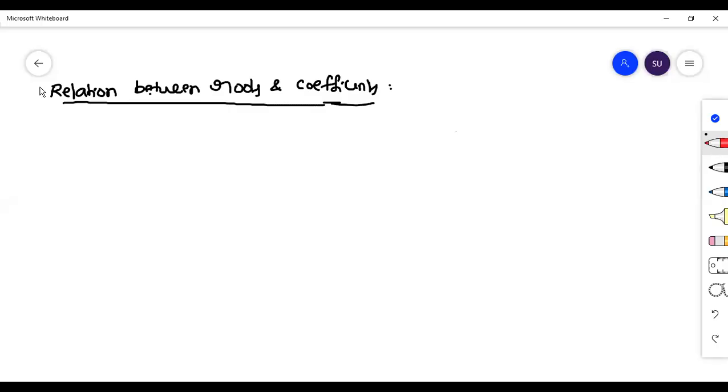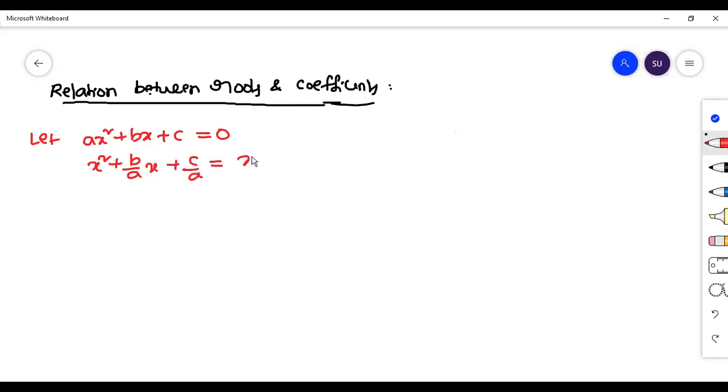To find the relation between roots and coefficients in any polynomial, that may be quadratic, cubic, nth degree, whatever, let us consider ax square plus bx plus c equal to 0. Take out a common, that is divide with a, that is x square plus b by a x plus c by a.